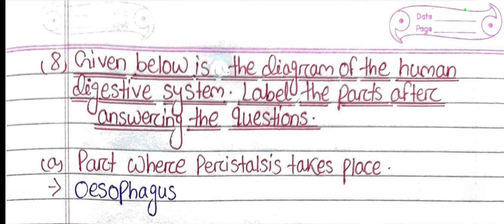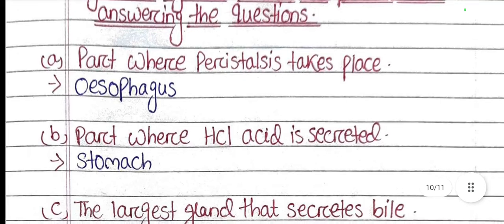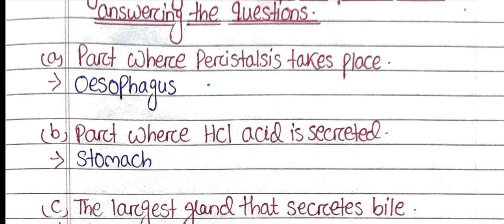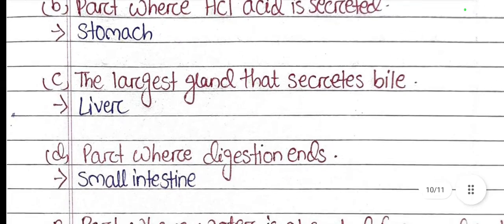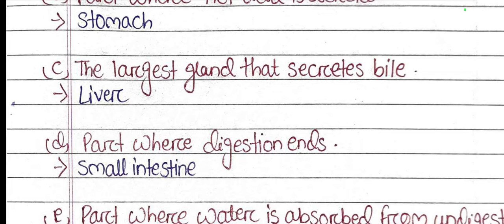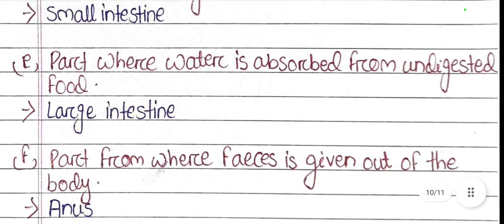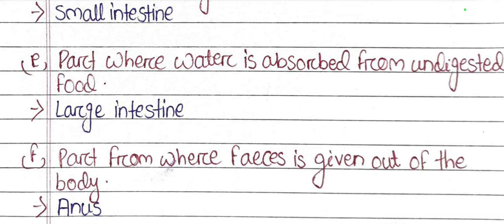Then question number 8. Given below is the diagram of a human digestive system. Label the parts after answering the question. So first is the part where peristalsis takes place, oesophagus. Then the part where HCl acid is secreted, stomach. The largest gland that secretes bile, liver. Part where digestion ends, small intestine. Part where water is absorbed from undigested food, large intestine. Part from where faeces are given out of the body, anus.